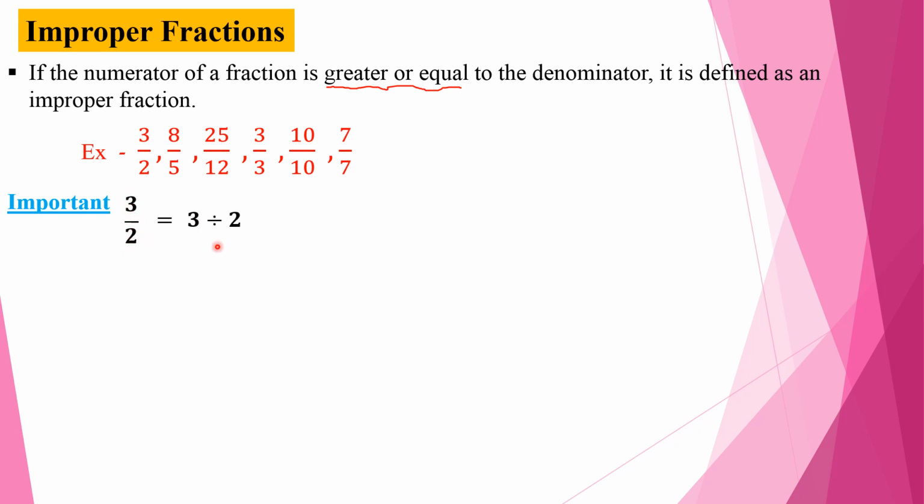So it is very important to remember this: a fraction, or any fraction, can be written as a division or as a ratio. 3 over 2 is written by 3, this line segment becomes division, then 3 divided by 2.